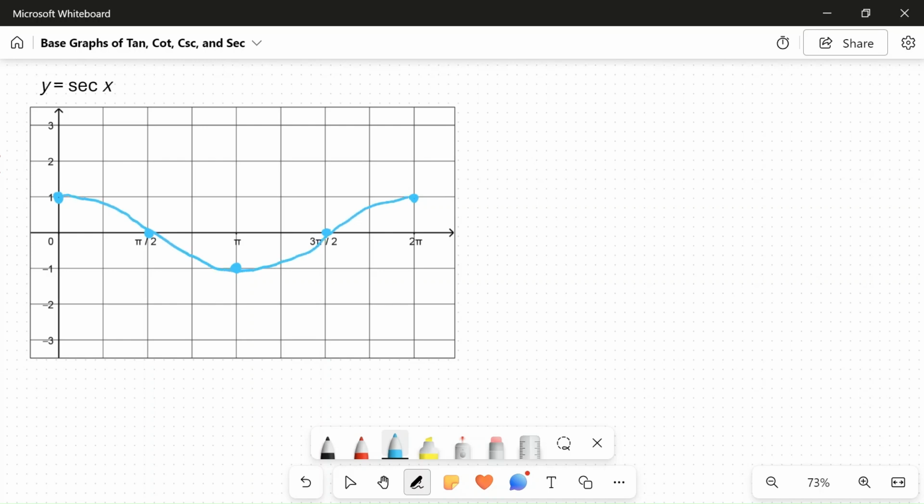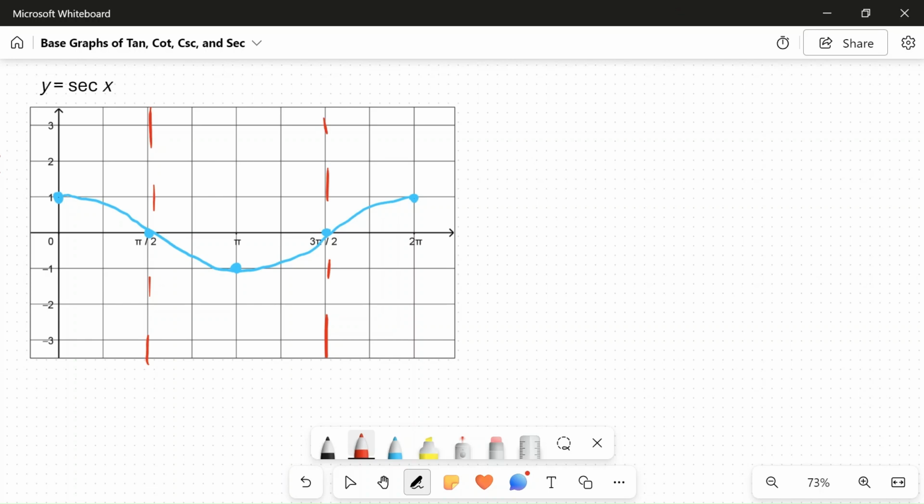Now, that's cosine. If we take the reciprocal of that, remember, anywhere the cosine value is 0, the reciprocal is going to become 1 over 0. And 1 over 0 is undefined, which means anywhere we have an x-intercept, we're going to have a vertical asymptote. So cosine is 0 at pi over 2 and 3 pi over 2. So at pi over 2 and 3 pi over 2, we're going to have vertical asymptotes.